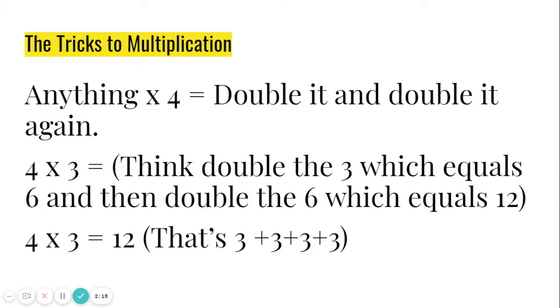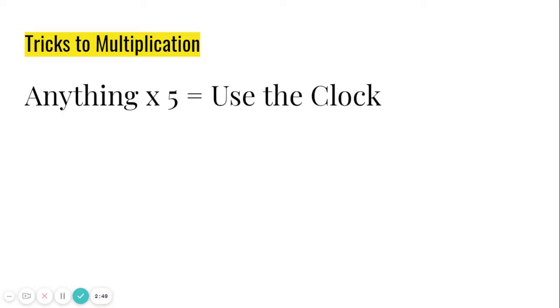Anything times 4, we're going to double it. We're going to double it again. So 4 times 3, we're going to think of that 3 as 3 and 3 is 6. Double that 3 to 6 and then double the 6 to 12. So let's look at what 4 times 3 is. It really means that there's 4 3s. 3 plus 3 is 6. And then the other 3 and 3 is 6. 6 and 6 is what? 12.